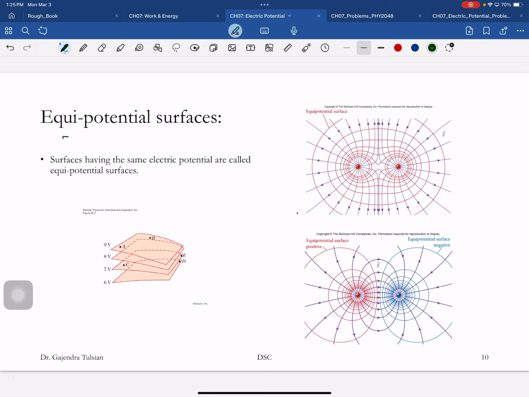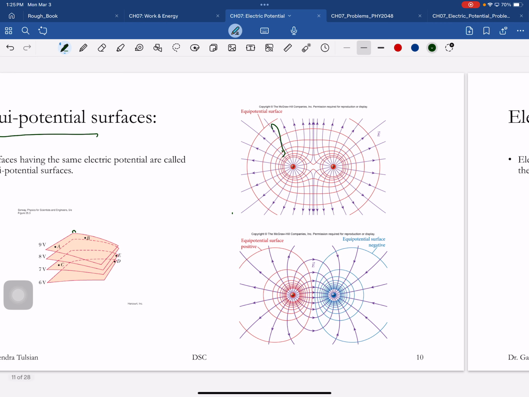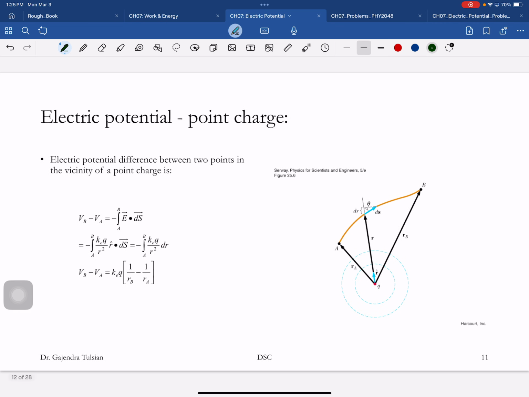You guys understand what an equipotential surface is? Electric field lines are perpendicular to equipotential surfaces. Have you done spherical polar coordinates? Are you in Calc 3? You already finished all three. Oh, okay.